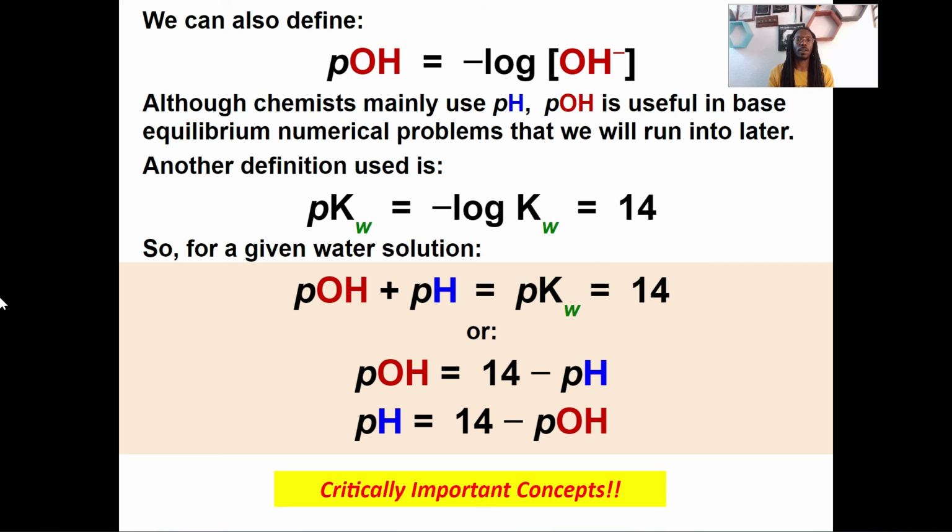Now, because we have this water solution, this is going to help us out tremendously anytime we have water with our acid and base. It's going to help us determine our pOH or pH. So pOH plus pH equals pKw, or 14. So if we know that pKw is 14, we can always solve for our pOH or pH in this manner: pOH equals 14 minus pH, and pH equals 14 minus pOH. This is another way to solve for your pH or pOH.